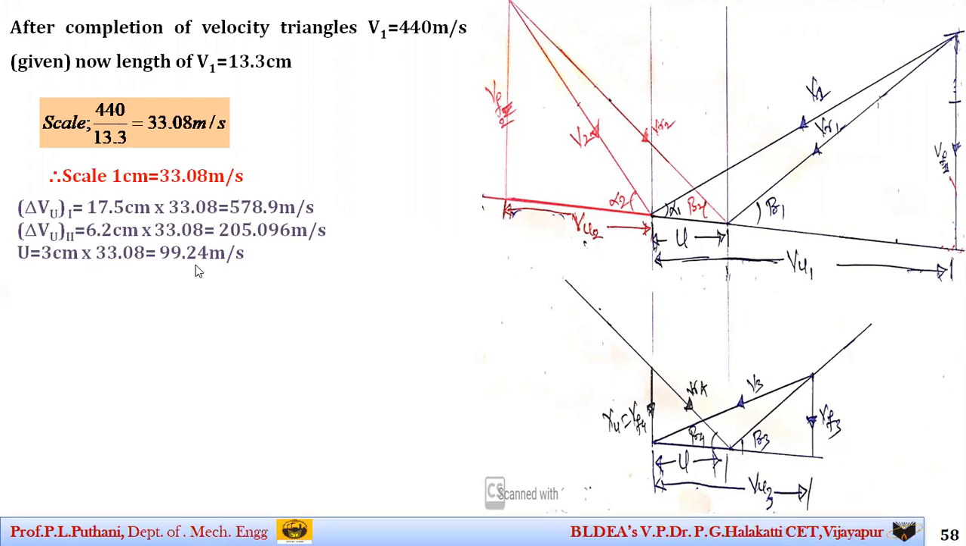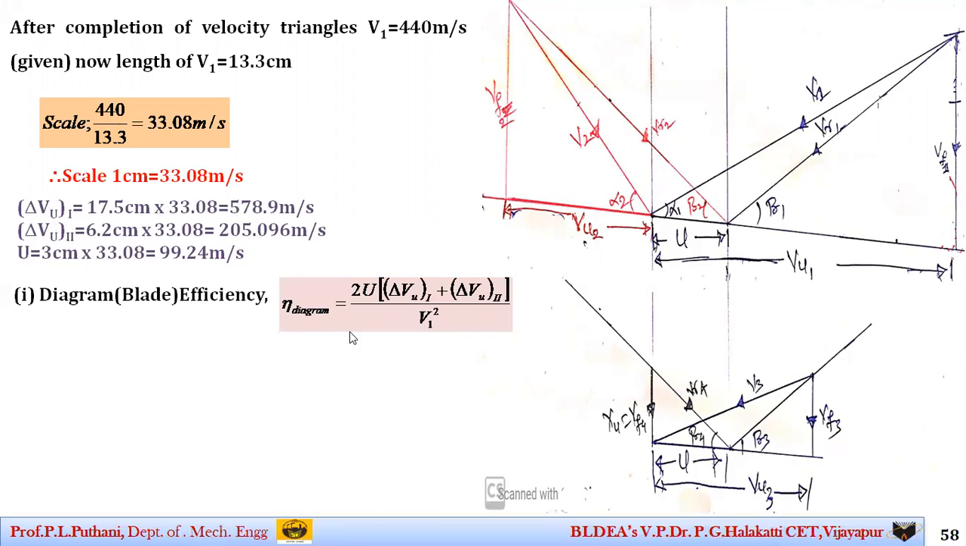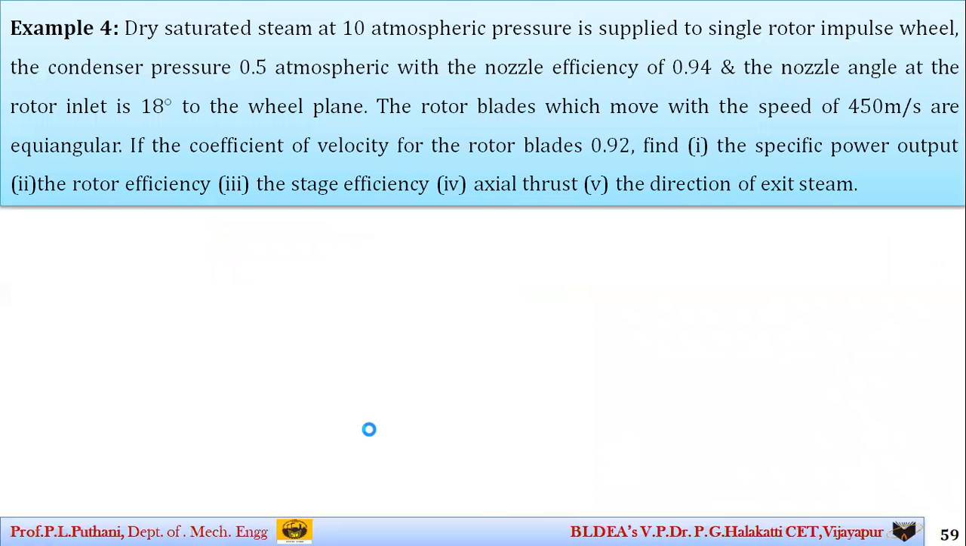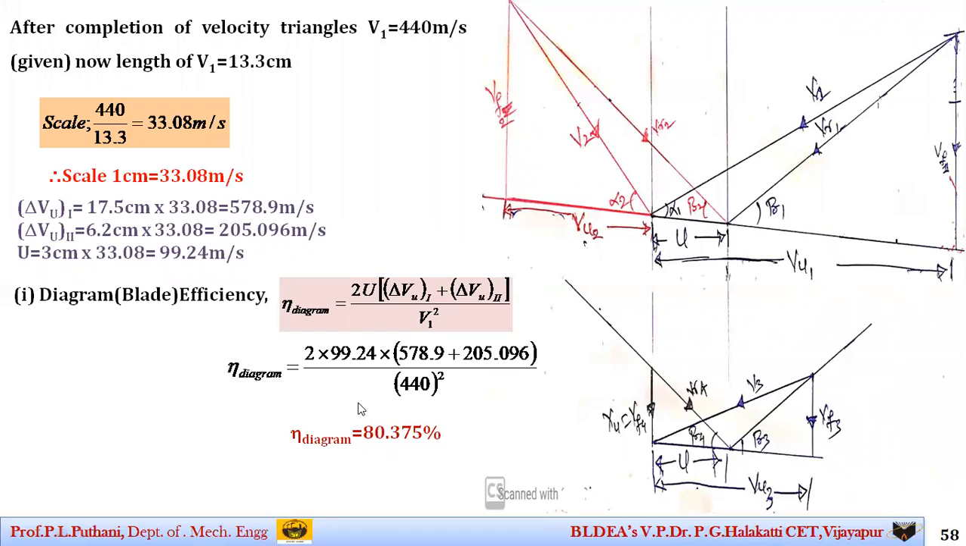See, you can see here I got the value of U, delta VU for the first stage, delta VU for the second stage. Similarly, blade efficiency, that is delta VU for the first stage plus delta VU for the second stage, divided by V1 square, and I get the answer as 80.375 percent. Then these are the things which they have asked in this particular question. I hope these things are clear to you.